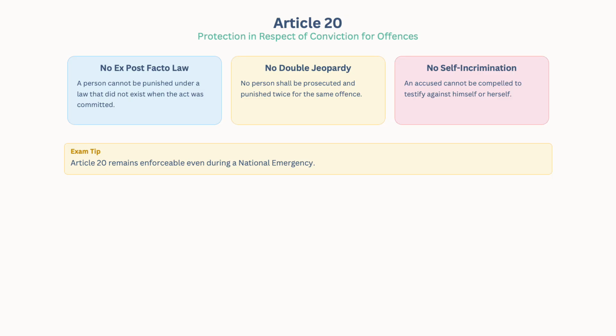No ex post facto law, no double jeopardy, no self-incrimination. These are the three protections provided to you under Article 20 when you are convicted for an offense. Is that clear?